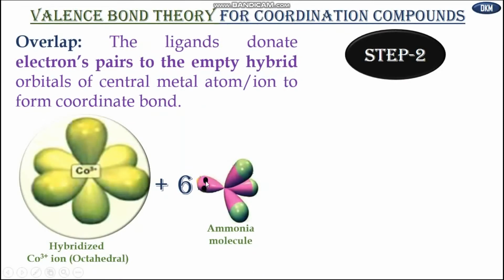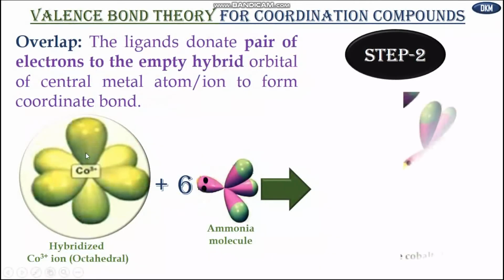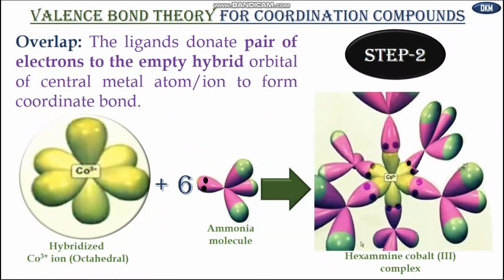Look here. Each ammonia contains a lone pair of electrons. The orbitals containing lone pair of electrons overlap with the empty hybridized orbital of the central metal atom, here Co3+ ion, and finally formed hexaamine cobalt(III) complex. Since the hybridized orbitals are directional in nature, the 6 ammonia ligands are positioned at the vertices of an octahedron.